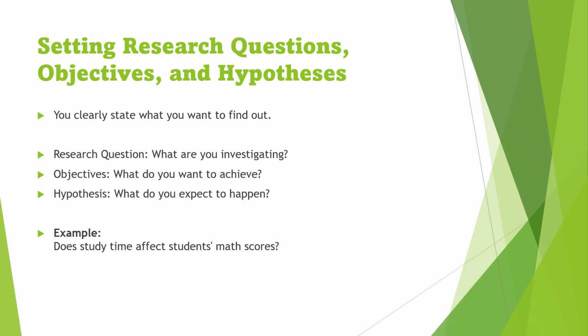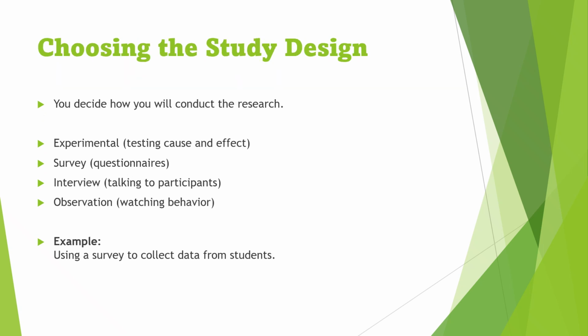You have to find out. Next one is choosing the study design. You decide how you will conduct the research. We have several different research designs and research methods. You have to choose one. We have several types. Experimental, that is testing cause and effect. For example, if you are doing research under science or any medical field, you will conduct many experiments, then only you will get results. The next one is survey or questionnaire.